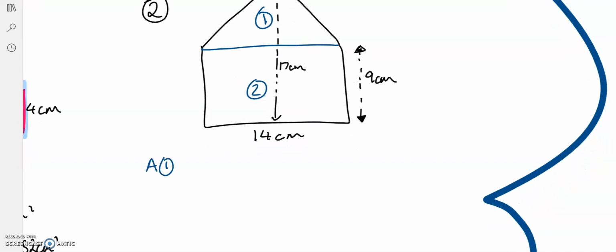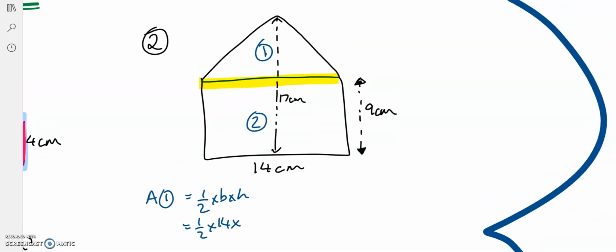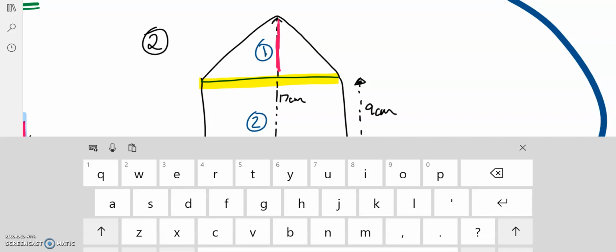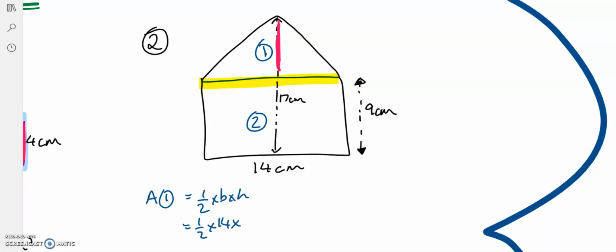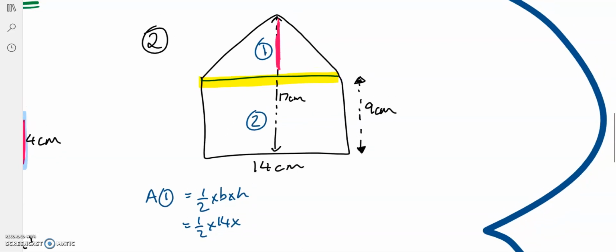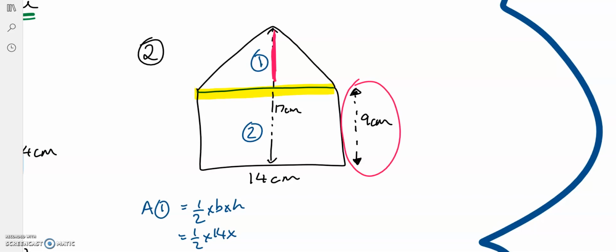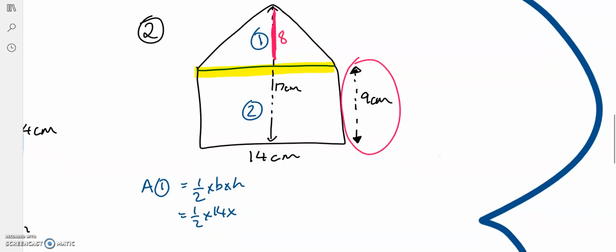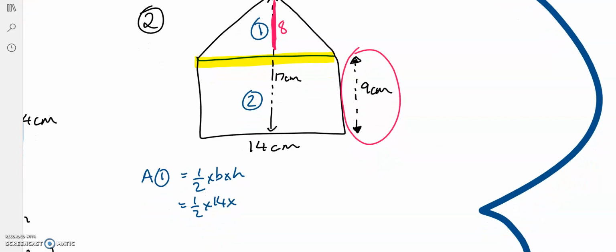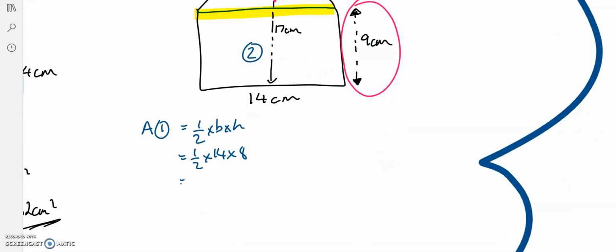Let's have a look at the area of the triangle. Well, our formula is a half times the base times the height. So here's the base. So it's going to become a half times 14 times the height. The height is this part here. The whole way up is 17, and from here to here is 9. Therefore, this part here must be 8, because 9 and 8 will make up to 17. So this part here is going to be 8. So I think that's going to become 56 square centimetres.